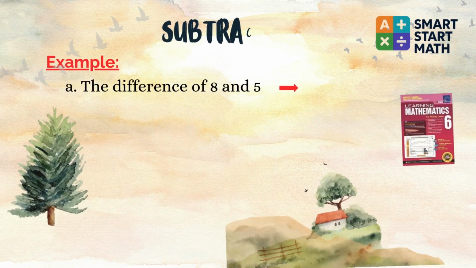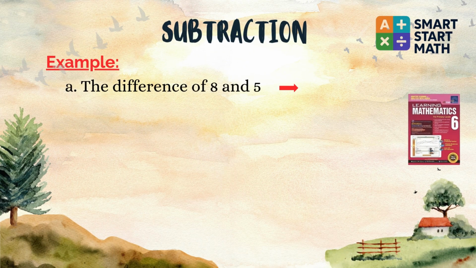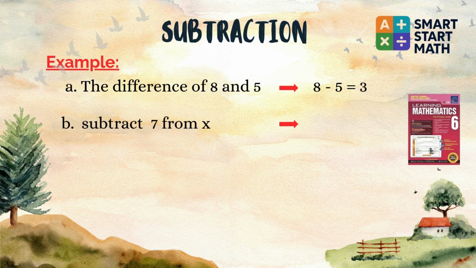Now let's see how to form algebraic expressions using subtraction. In example A, we need to find the difference between 8 and 5. Since difference means subtraction, we take 8 minus 5, which gives us 3. So, the answer to example A is 3. Next is example B. We need to subtract 7 from x. That means we write it as x minus 7.